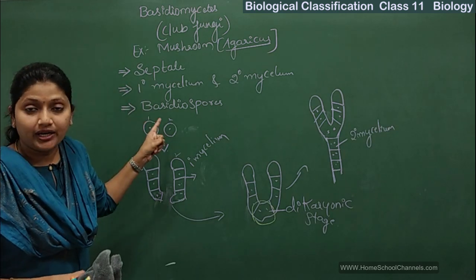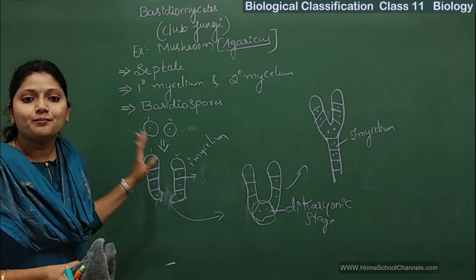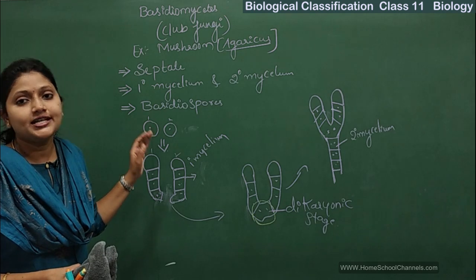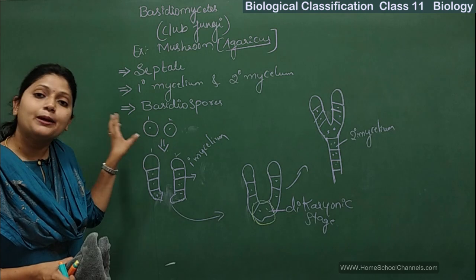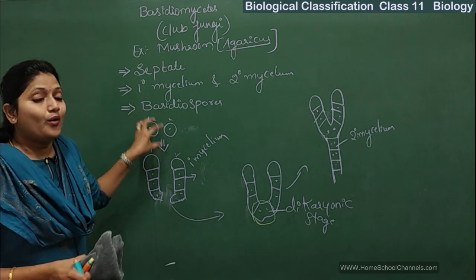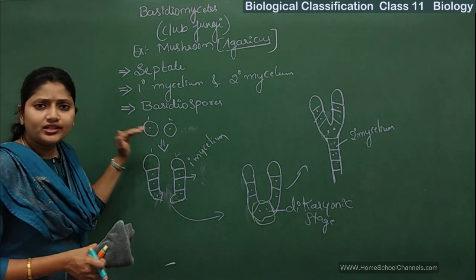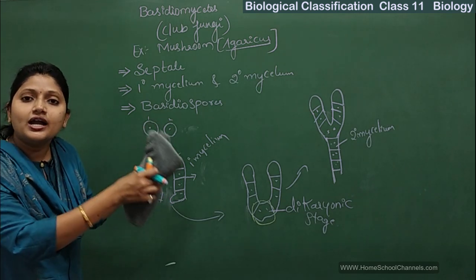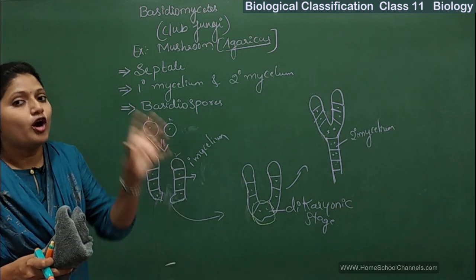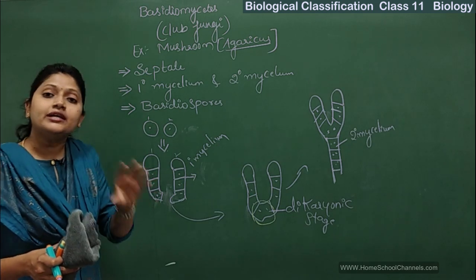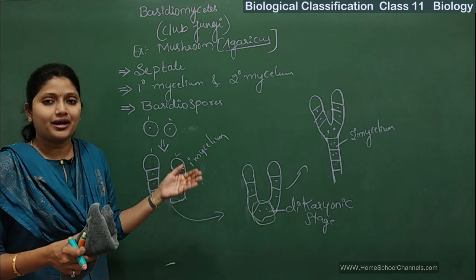What are the characteristics here? They are septate and they have primary and secondary mycelium. An example for that is Agaricus. And the spores which are formed here are the basidiospores. How exactly do the basidiospores germinate? Each single spore will start germinating, and the segments formed by the septa have single nuclei, or are uninucleate, and that is called the primary mycelium.